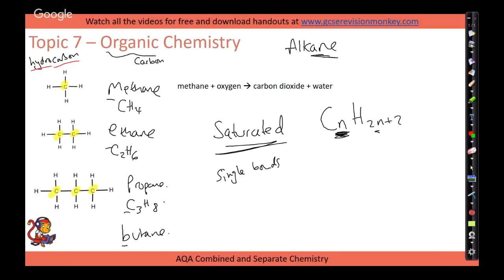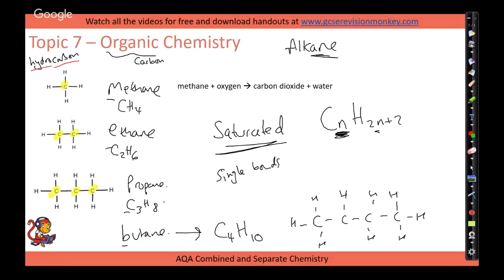So you might be asked to draw a molecule, for example, butane. You should now know that that's got 4 carbons. So you would do C4, and double 4 and add 2 will get you 10. So C4H10, and we draw that out by doing 4 carbons, and then all of those will be bonded to hydrogens, so they are full up.